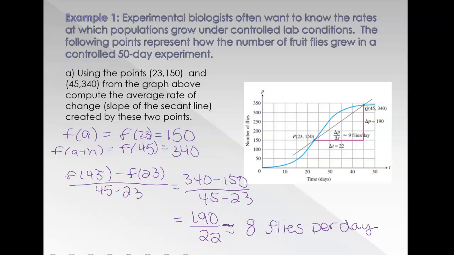It says, compute the average rate of change. What that means is that there are 8 flies essentially growing per day. On average, the rate of change is 8 flies per day. You could also have said 9 flies because you got 8.6, and they would have accepted that. You could also have said 8 to 9 flies per day, allotting for the fact that it's 8.6, because we don't talk about flies in 0.6 percentages.